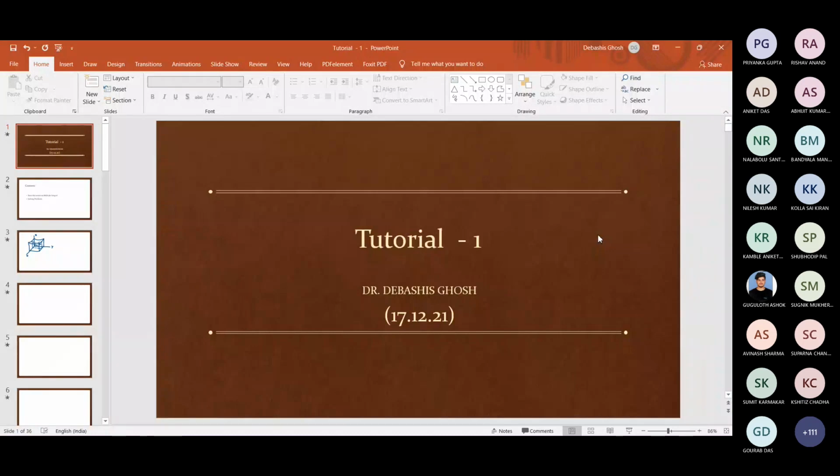Is the screen visible? Yes, sir. Yes, sir. Yes, sir.